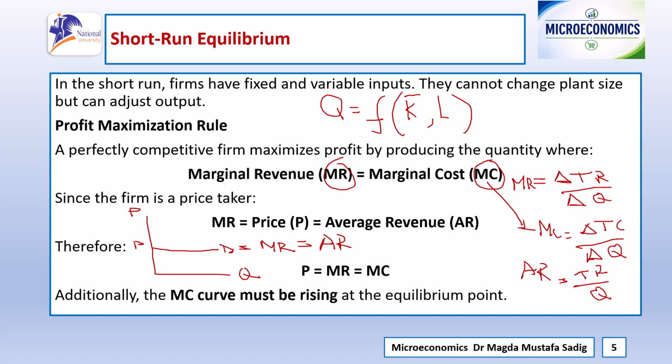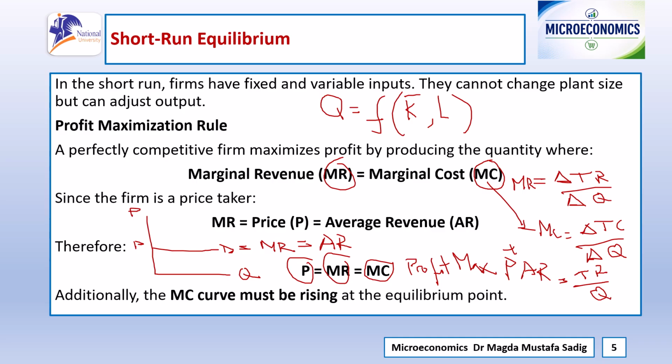So it will be when price, which is average revenue, equals marginal revenue, equals marginal cost. This is the profit maximization point. Okay? Remember one more condition: marginal cost must be increasing. Otherwise, the firm has not reached maximum profit.